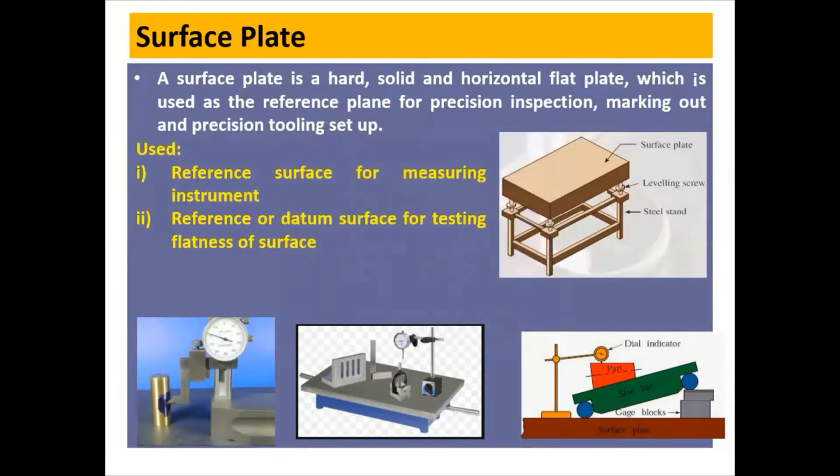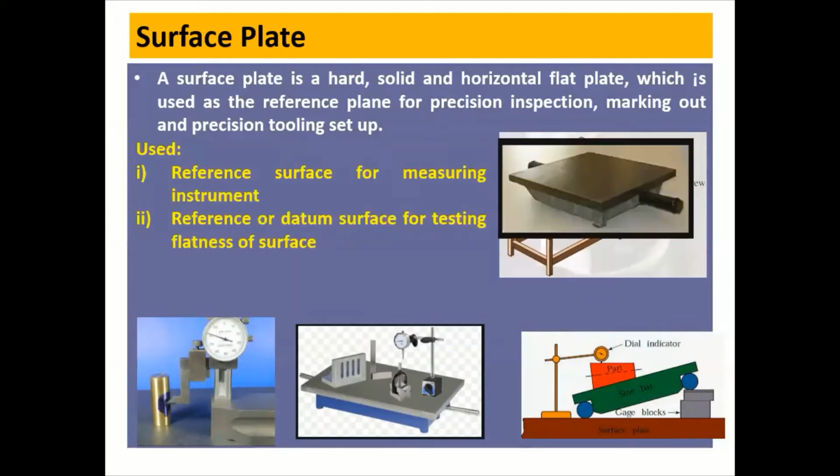Then the surface plate is mostly made of granite. This is the surface plate which is made of granite. And this granite surface plate is not affected by temperature change. So as there is a variation in the temperature, there is no effect on the granite. And as far as the hardness is concerned, it is twice that of cast iron. So these are the main advantages of the granite surface plate.